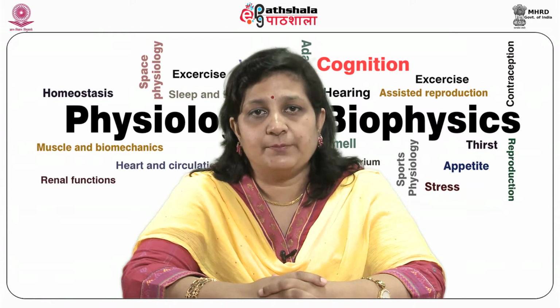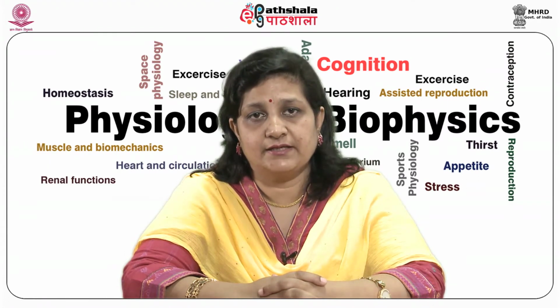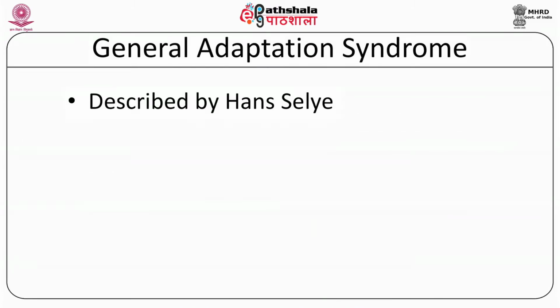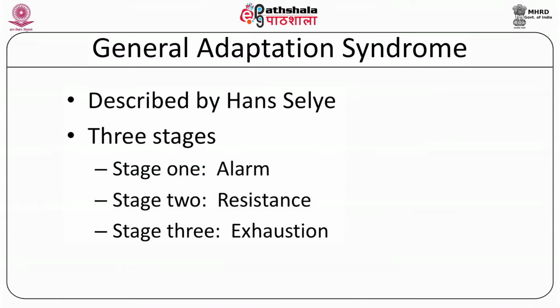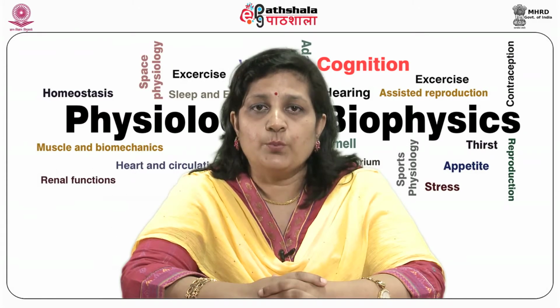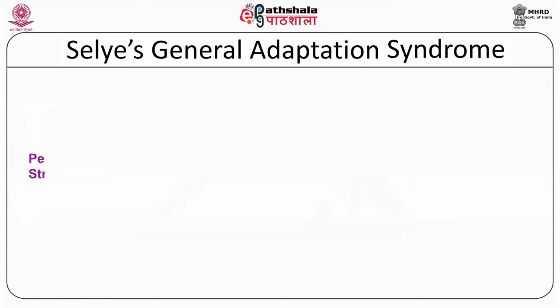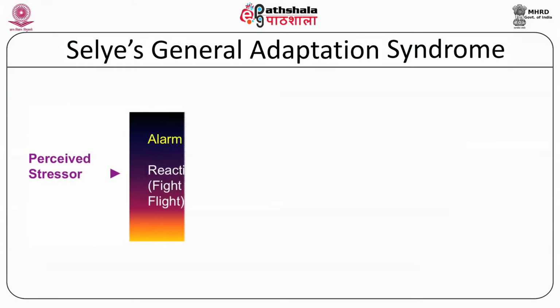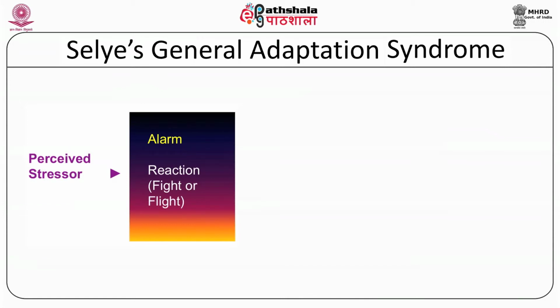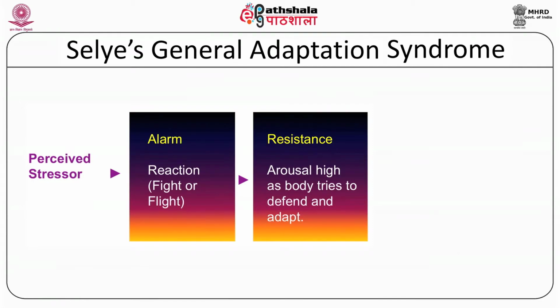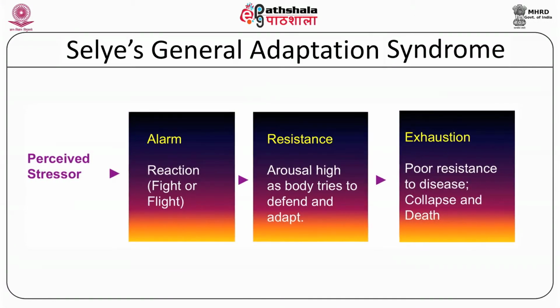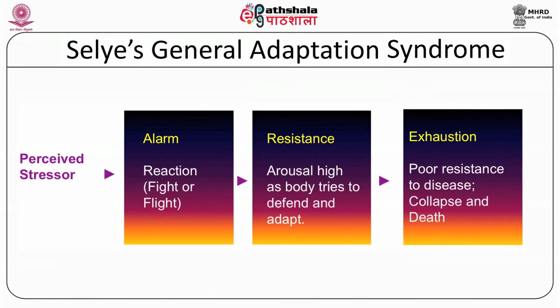Now we discuss the general adaptation syndrome, which has been described by Hans Selye. It has 3 stages. Stage 1 is the stage of alarm, 2 of resistance and 3 of exhaustion. Whenever there is a perceived stressor, there is the stage of alarm, which is an immediate reaction, the reaction of fight or flight. Next comes the stage of resistance, when the arousal is high and the body tries to defend and adapt to the stressor. Next is the stage of exhaustion: poor resistance to disease, collapse and even death can occur.